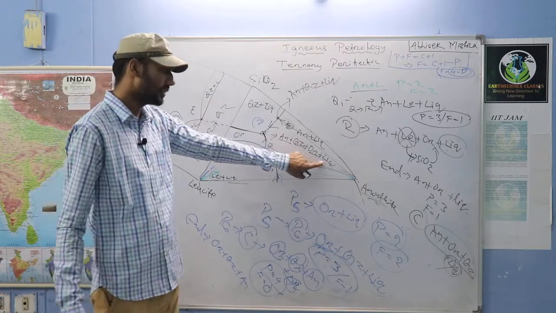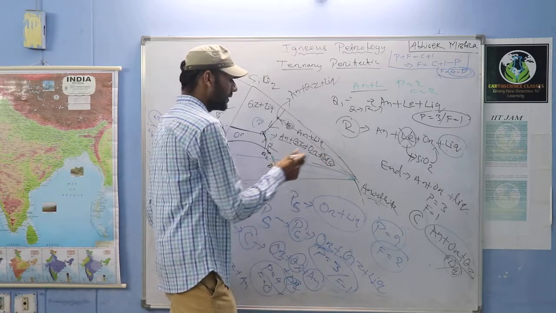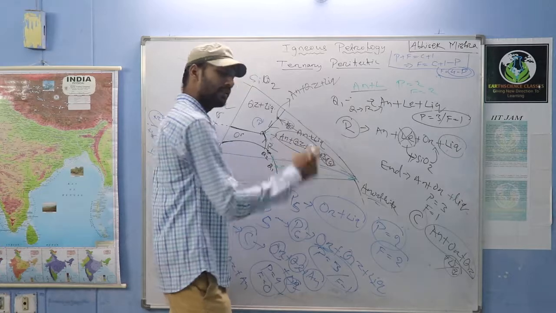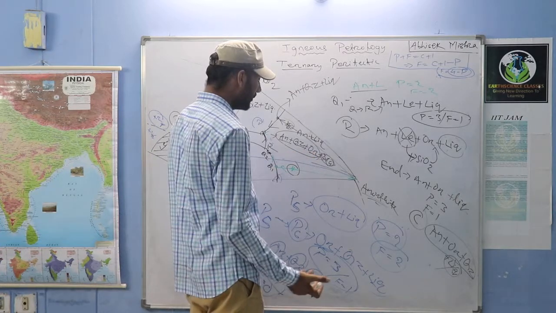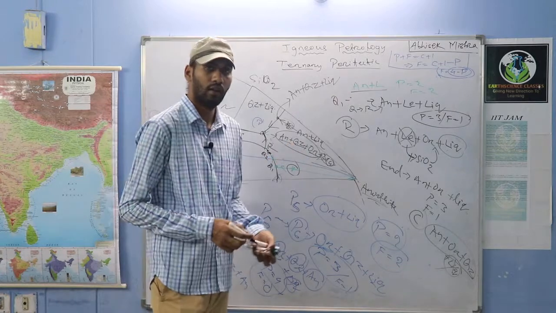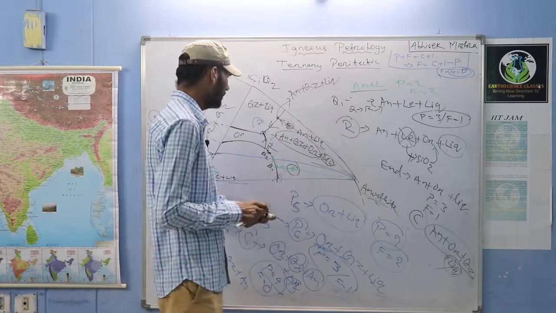Now there are 4 phases. Degree of freedom becomes 0. Then liquid will be finished. At the endpoint you will find anorthite plus quartz plus orthoclase. Okay. So I have taken so many examples.